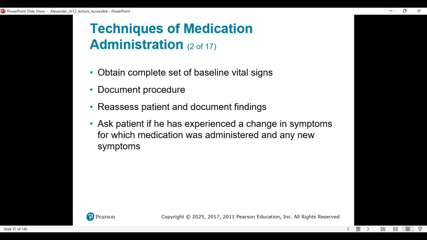We're going to get a complete baseline set of vitals. We're going to document all the procedures, reassess the patient, document all our findings, and ask the patient if he's experienced a change in symptoms for which the medication was given, or if we got any new symptoms.